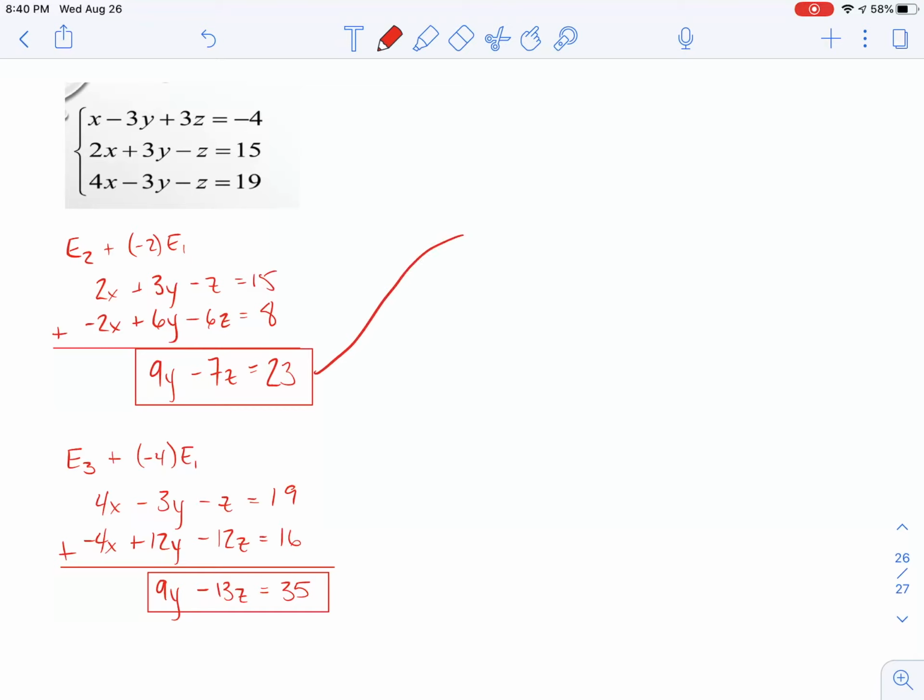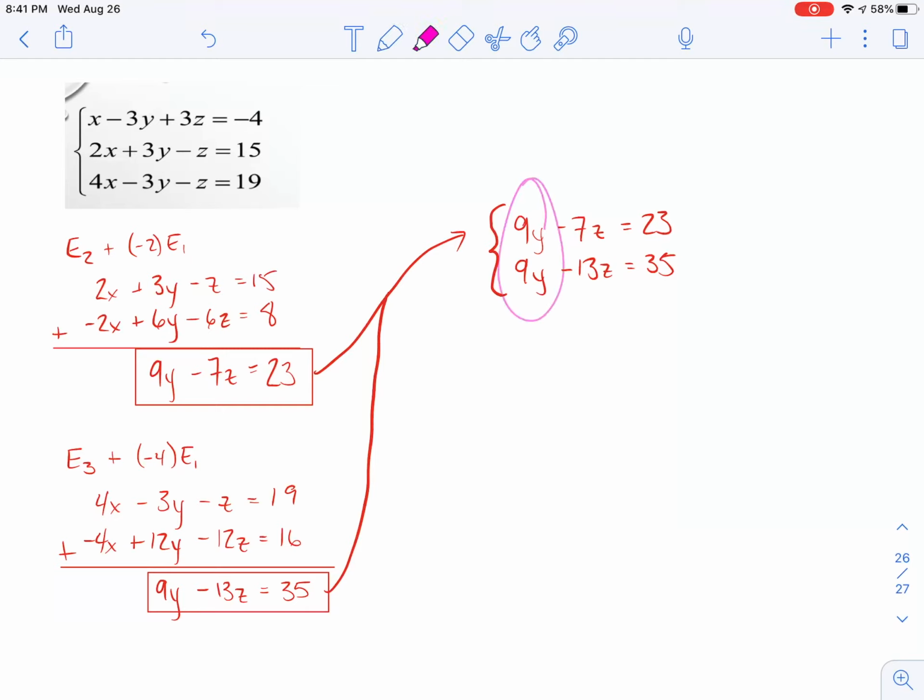So I'm going to take these equations and rewrite them as a system of two equations and two unknowns. So I'm going to have 9y minus 7z equals 23. And I'm also going to have 9y minus 13z equals 35. So here it didn't quite work out as nicely as it did in the last example. I've got a little bit of work left over to do. But if you notice, both of my y values have the same coefficient.